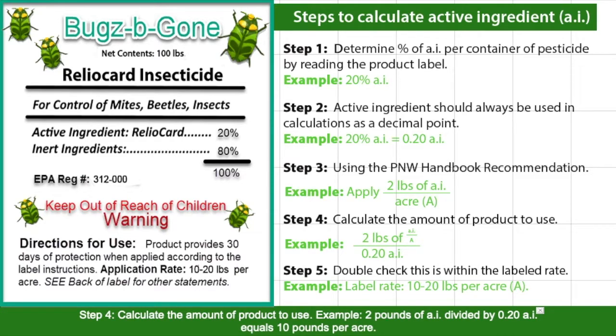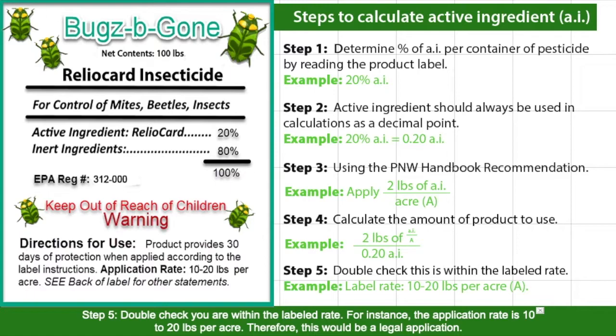Step 4. Calculate the amount of product to use. Example, 2 pounds of AI divided by 0.20 AI equals 10 pounds per acre. Step 5. Double check you are within the labeled rate. For instance, the application rate is 10 to 20 pounds per acre. Therefore, this would be a legal application.